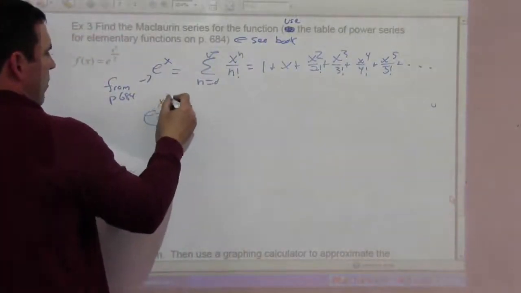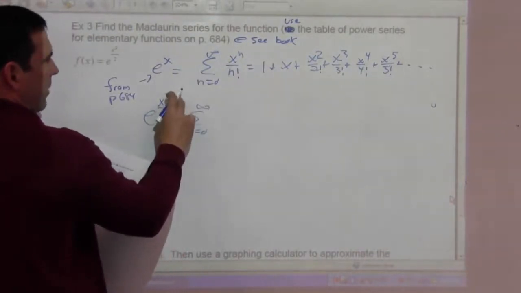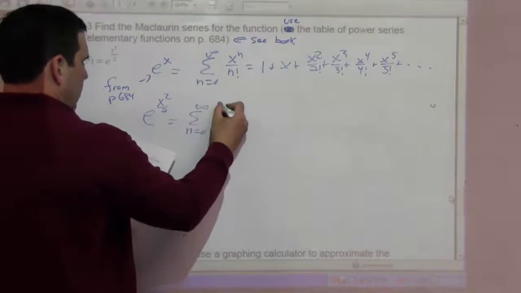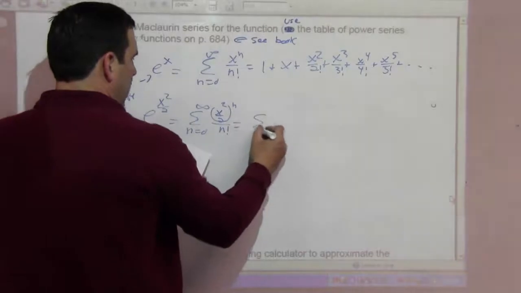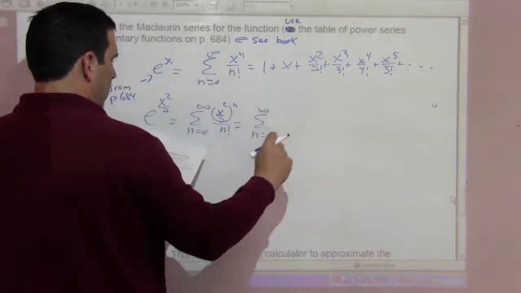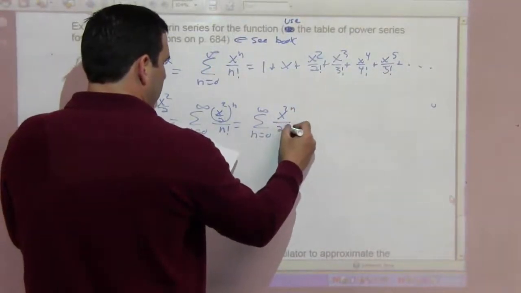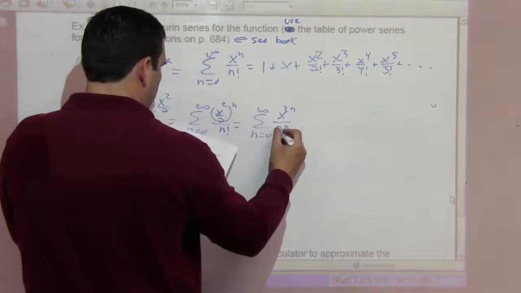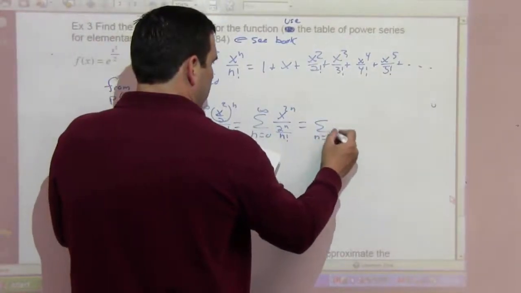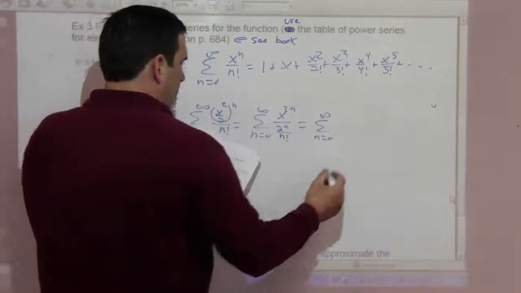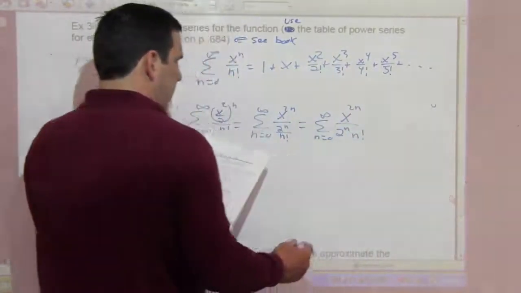So e to the x squared over 2, it's going to be the sum as n goes from 0 to infinity. I'm going to put this in place of my x. That's going to be x squared over 2 to the n power over n factorial. That's our sum as n goes from 0 to infinity of x to the 2n over 2 to the n, excuse me, over n factorial.